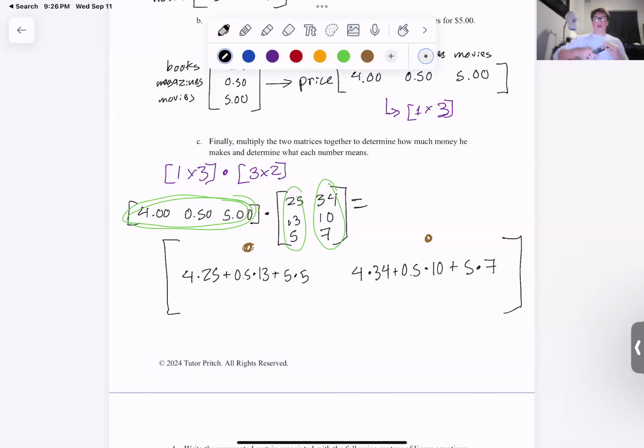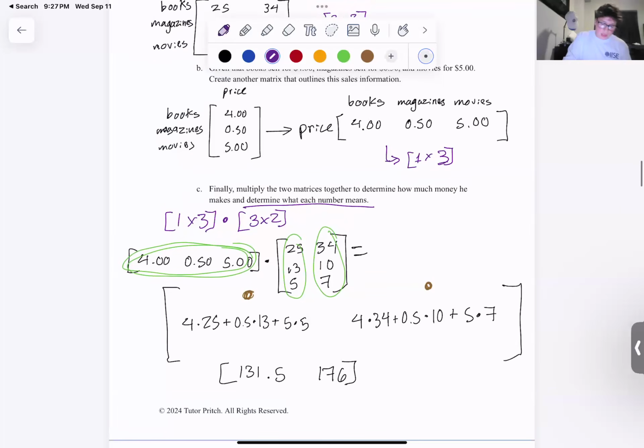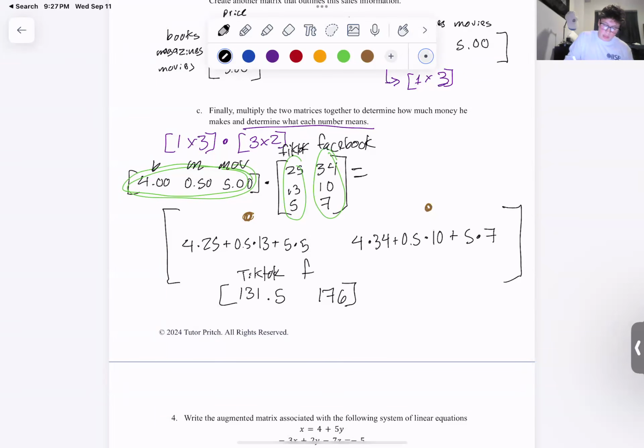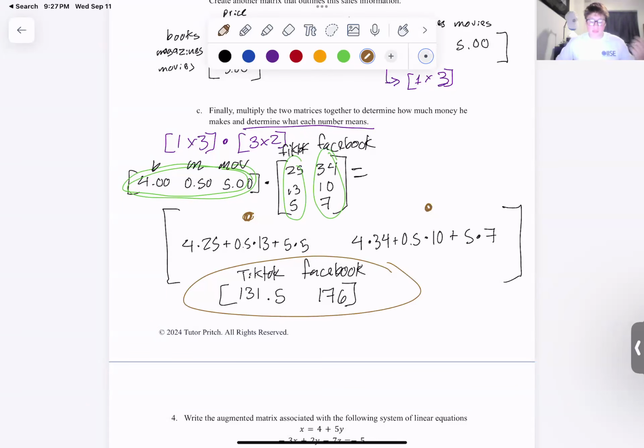And now when I go and grab my calculator and do all this math, this is going to be 131.5. And then this bottom one is going to be 176. Now, they ask you, determine what each number means. Well, we were multiplying the books, magazines, and movies by the amount that were sold on TikTok and the amount that were sold on Facebook, right? So these resulting numbers are the total amount you make from TikTok and the total amount you make from Facebook. And most of the time, it's going to translate pretty easy, right? We only have 2 different categories here in our final matrix, and we have 3 categories of items, so it can't be that. But we have 2 categories of stores, so that makes sense.